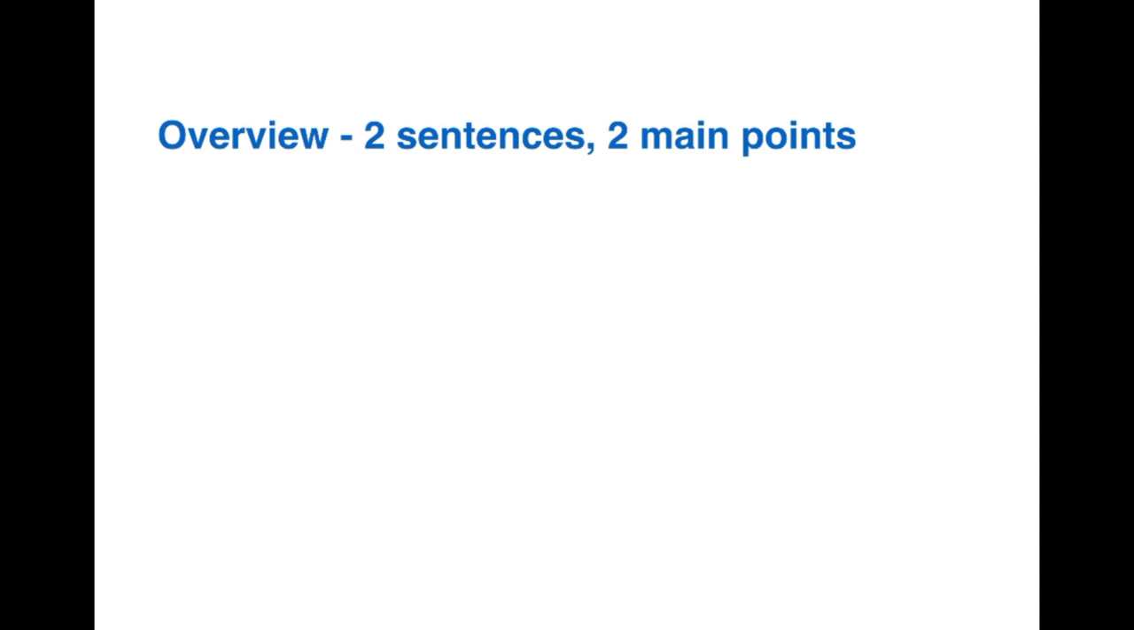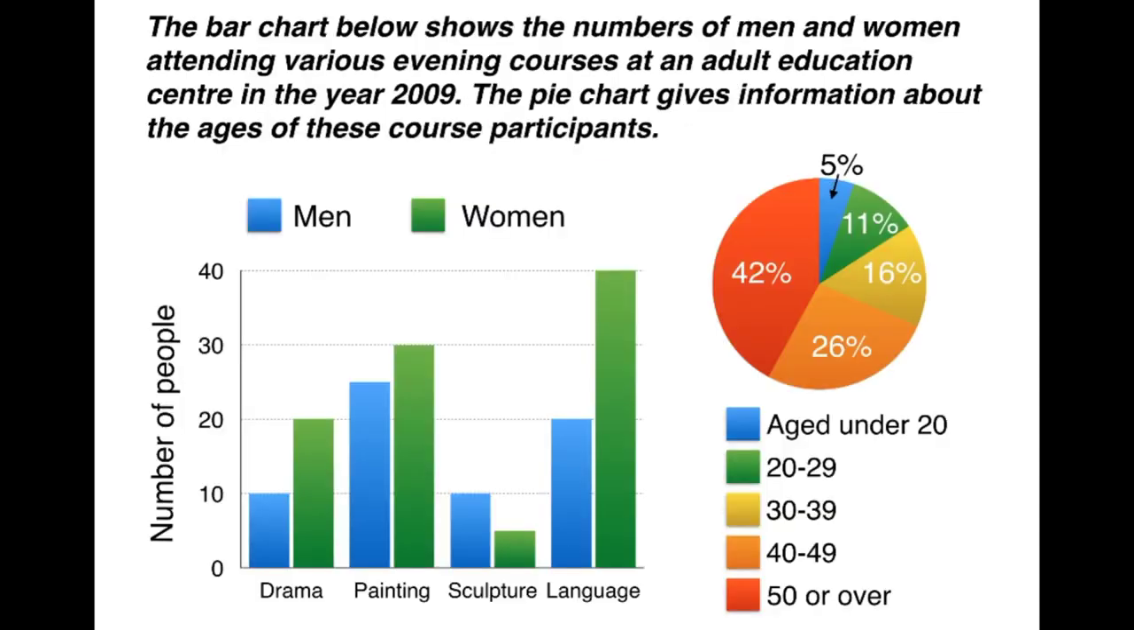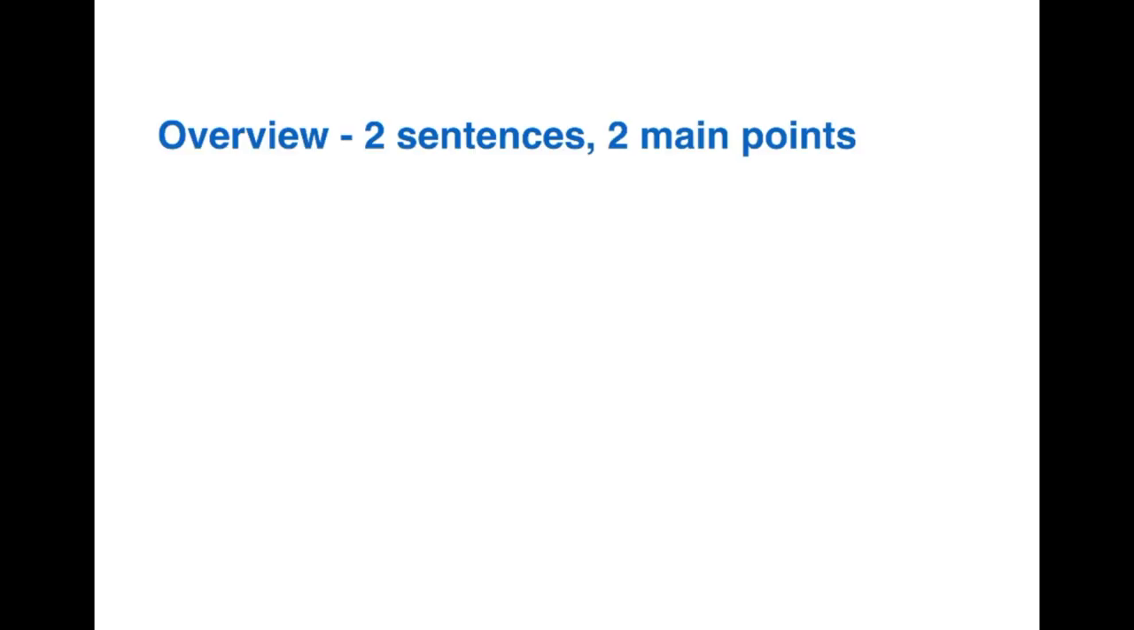So let's look at the charts again. We'll start with the bar chart and choose a main point there. I've noticed these 3 bars are definitely higher for women, so I'll say something about that in general. And then for the pie chart, I've noticed obviously that this is the highest figure for these 50s or over. So those are the two things I'm going to choose. Let's see how I wrote that in my overview.